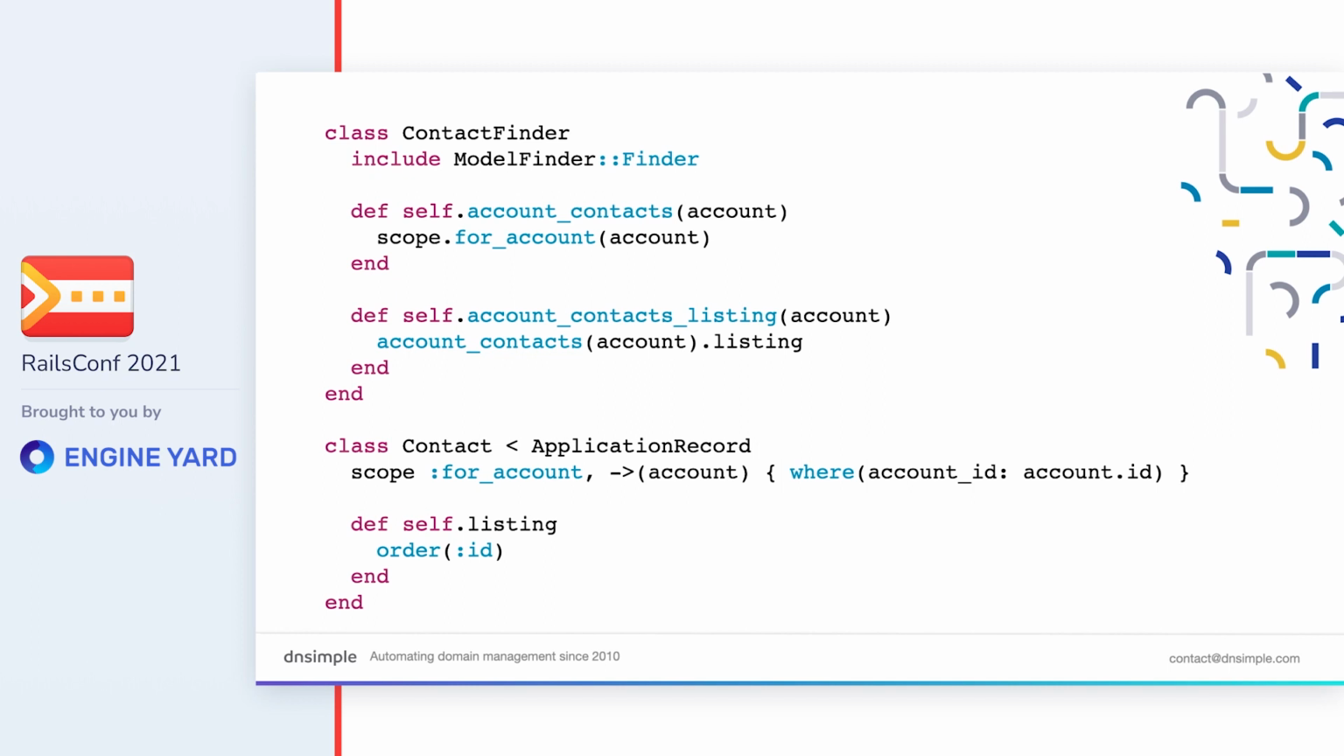Here is a portion of the contact finder. You can see how the account contacts listing calls on another method inside of this finder to use the scope to actually get the contacts for a given account. And so it reuses that as well internally. And then you can see an example on the contact model here of the listing method and also the scope for account. So what finders really become is a place where you can collect together different pre-designed scope chains so that you can know that you're consistently finding the right object or set of objects.